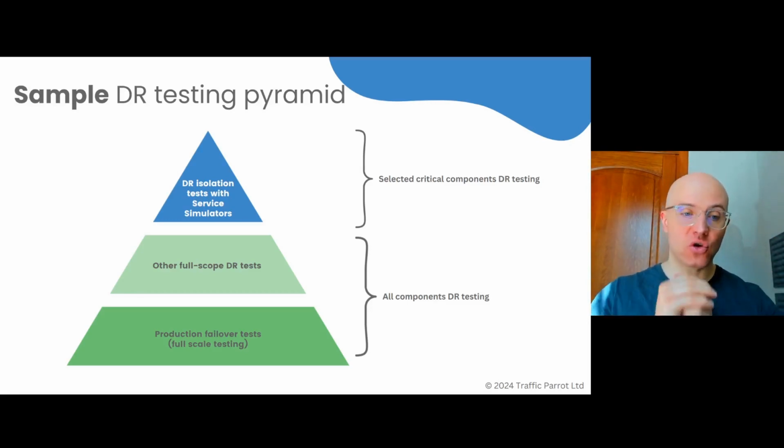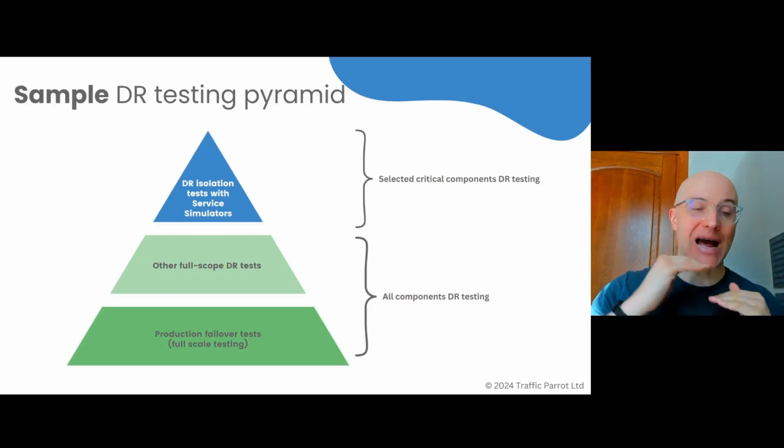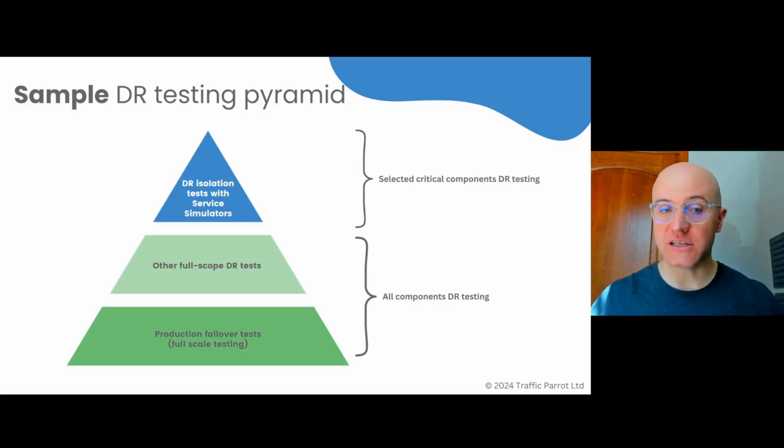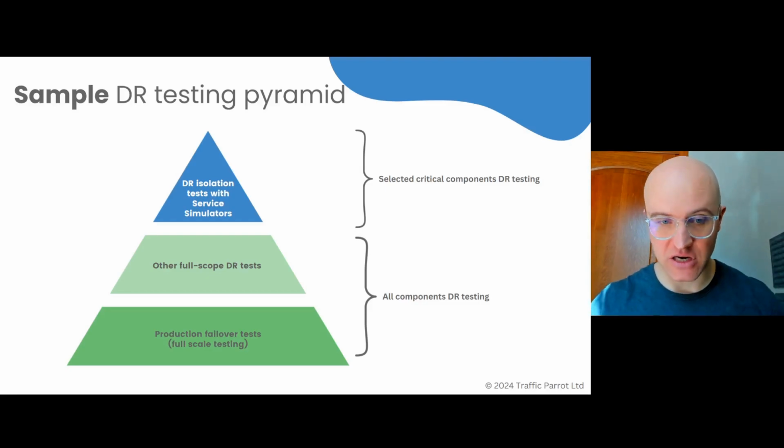One way of thinking about how your DR testing should be implemented is looking at a pyramid like this. You start with your production failover tests, so full-scale testing. You add some other full-scope DR tests on top of that, and then you supplement that with selected critical component DR testing with service simulators.